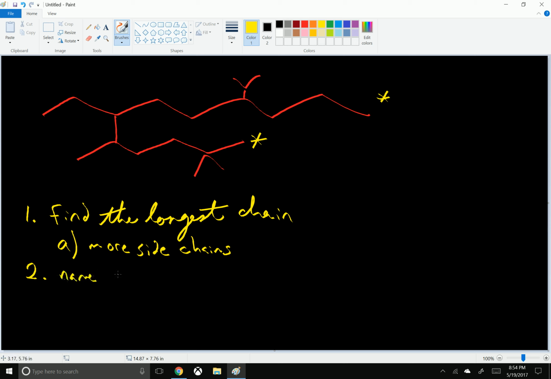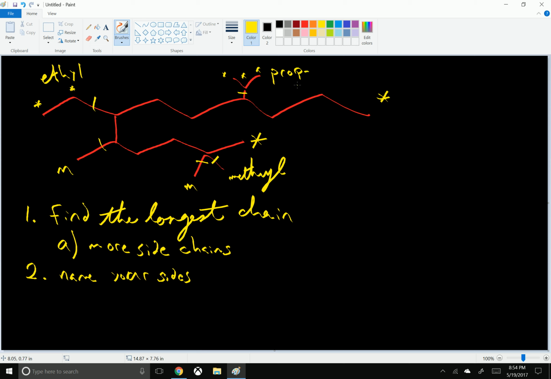You name your side chains. So we have one here, one here, one here, one here, one here. So this here has one carbon, so it's a methyl group. This is another methyl group, and another methyl group. This here has 2 carbons, making it an ethyl group. This has 3 carbons, making it a propyl group. But it's a propyl group attached at the second carbon. So prop-2-yl.